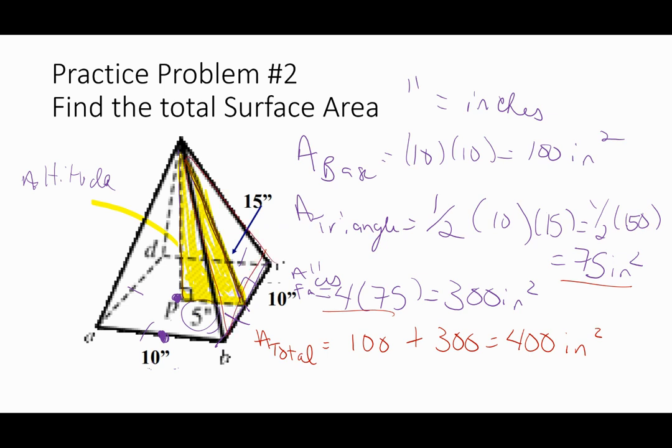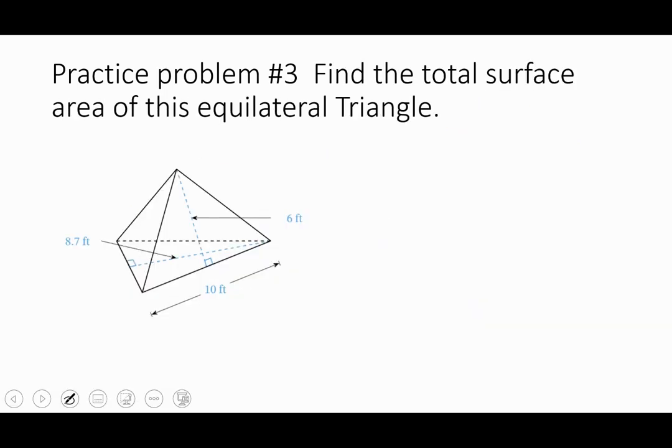Now, if you didn't see this, to multiply by 4, you could see that this side right here is 75, the back side is 75, the one on the left is 75, and the one on the front is 75. And you could add them up that way too.